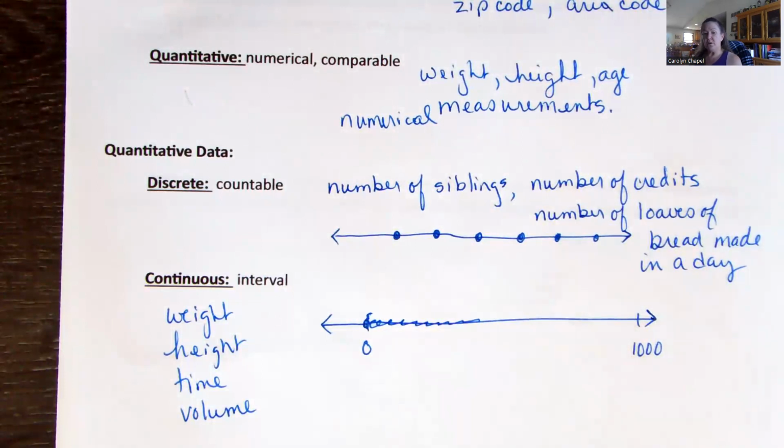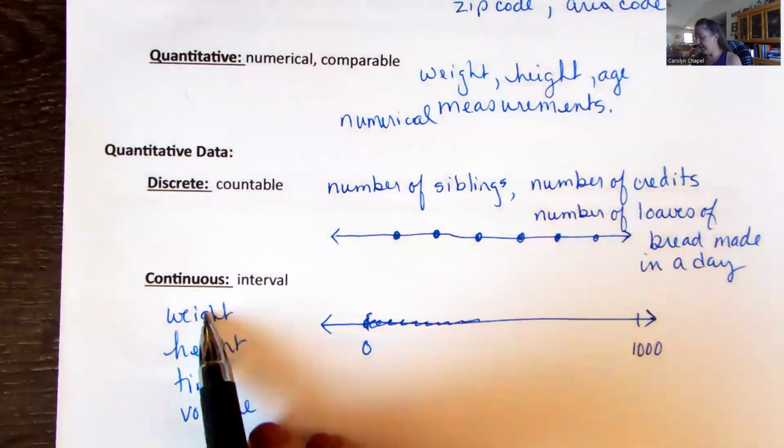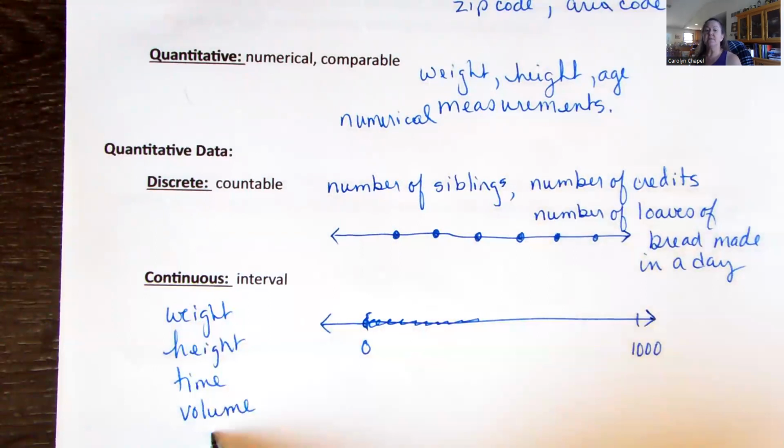I do want to warn you that even though these things are continuous variables, we measure them with discrete measuring tools. So like when you step on the scale, it tells you that you are 115 pounds.